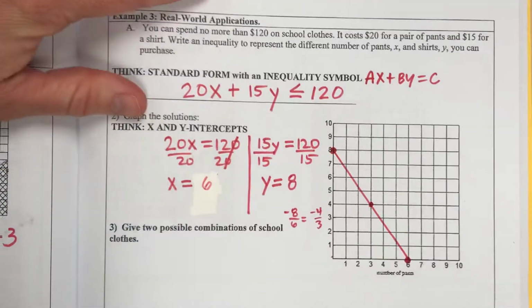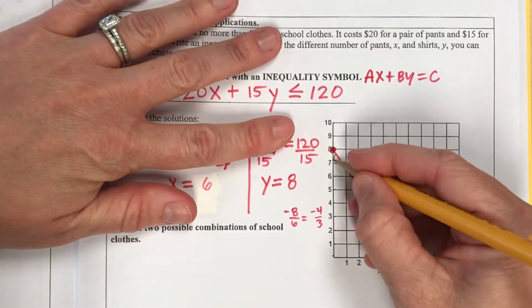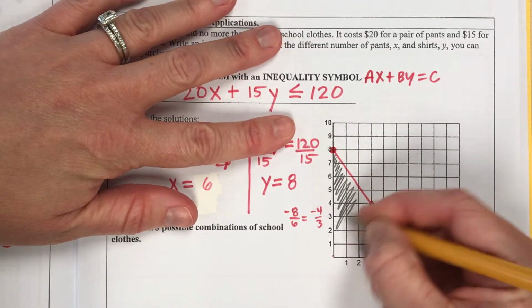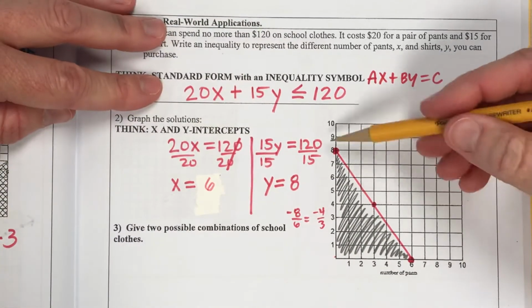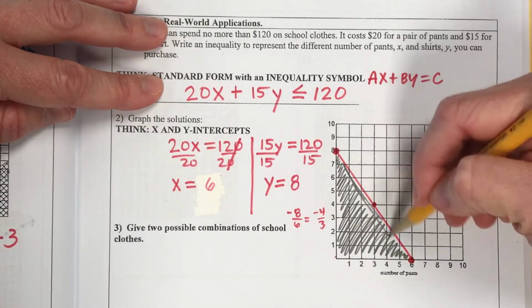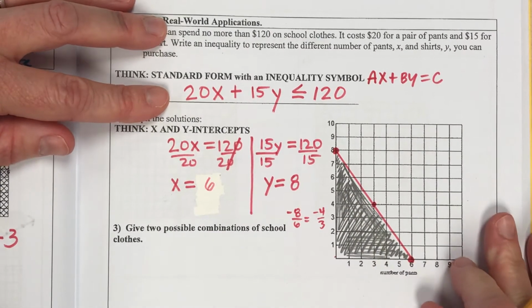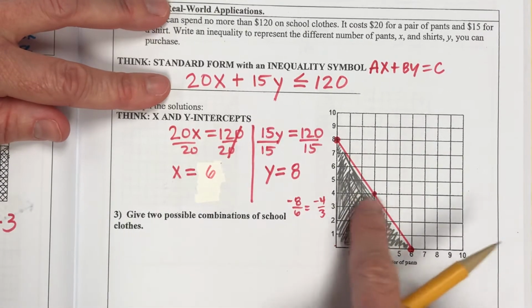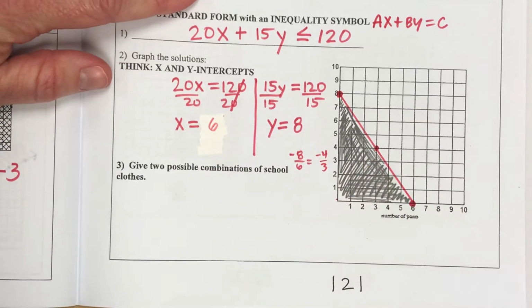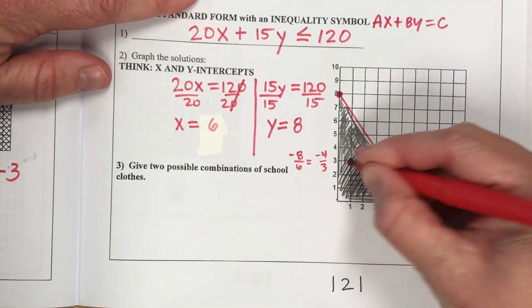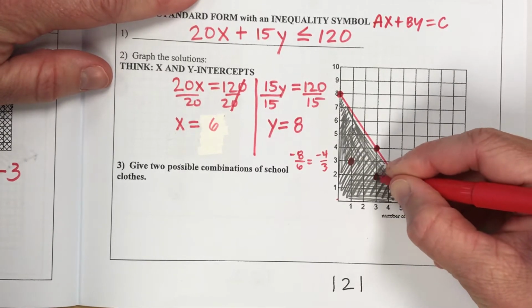And if you're going to spend less than $120, then our shading is going to be underneath of that line, because I want to spend below $120. So anything in this shaded region would be a solution to the system of you buying pants and shirts at the store. So give two possible combinations of clothes in this area. Find a point, pick any point in this shaded region. Doesn't matter if it's on the line, because that's a solid line, or even just a point inside here.